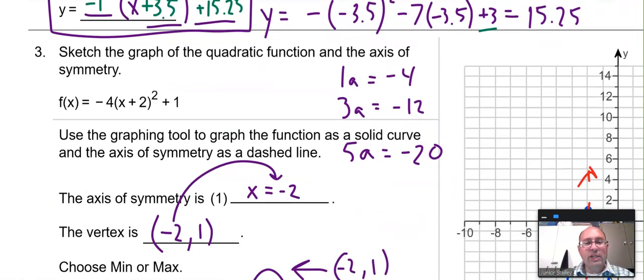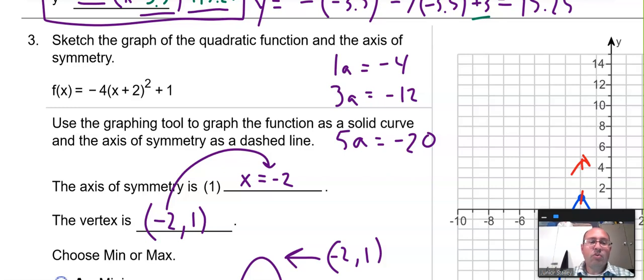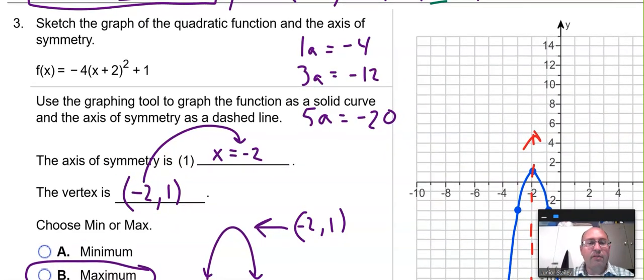Question 3. We're starting out in vertex form, and they're asking us to sketch the graph of the quadratic and the function of the axis of symmetry. I would actually suggest that you find the vertex first. I mean, -2, +1, right? 2 to the left and 1 up.